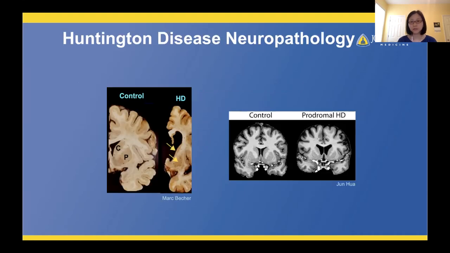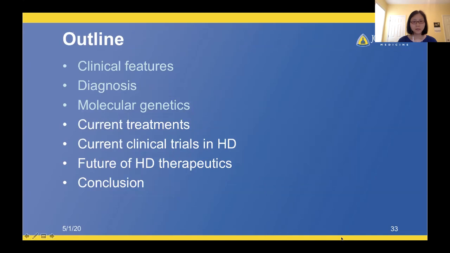And one slide on neuropathology. You can see here on the left is the control brain, C being caudate, P being putamen, and this is the HD brain. And the neuronal degeneration most severely affects the medium spiny neurons in the caudate and putamen. So you can see the severe atrophy, very clear atrophy in the caudate and putamen of this HD brain. And on the right here is a 7T MRI of a control and a prodromal HD patient. And I think this patient was probably in his 30s or so, mid to late 30s. This is not the most clear example per se, but putamen and caudate are smaller already in the prodromal phase in this patient. And you can see the enlarged lateral ventricles there. So next, I'd like to talk about current treatments.